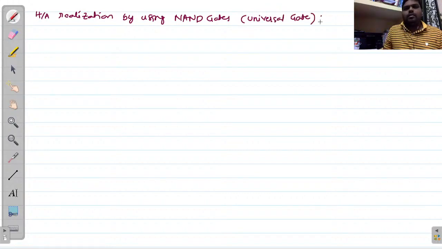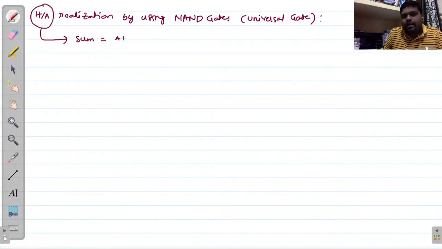Okay. So, half adder realization by using only NAND gates. NAND gates మాత్రమే యూజ్ చేసేసి సేమ్ ఫంక్షనాలిటీని ఇంప్లిమెంట్ చేయాలి. సో ఎలా యూజ్ చేస్తారు? సో వన్ థింగ్ యూ రిమెంబర్, మనకి హాఫ్ యాడర్ని ఇంప్లిమెంట్ చేయడానికి మనకు కావాల్సిన థింగ్స్ ఏంటి?